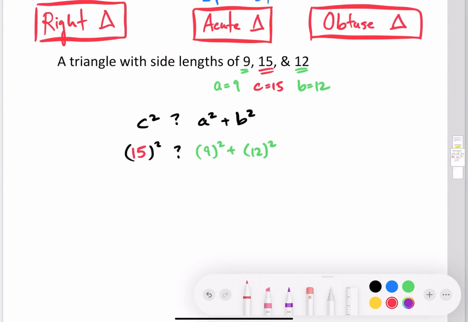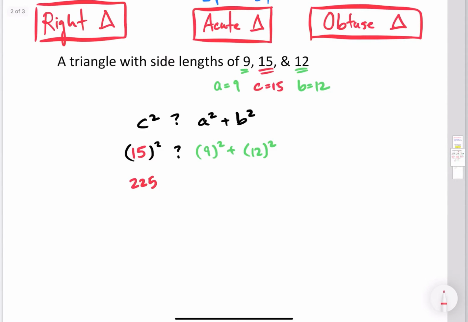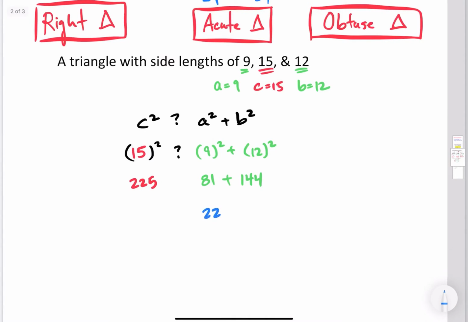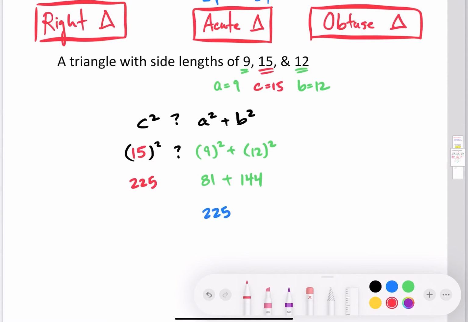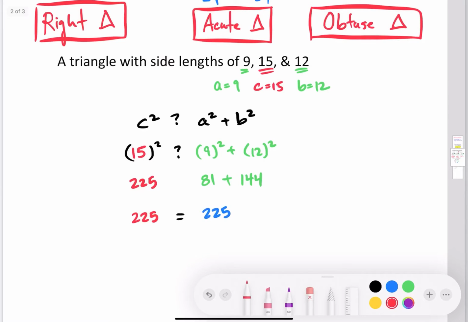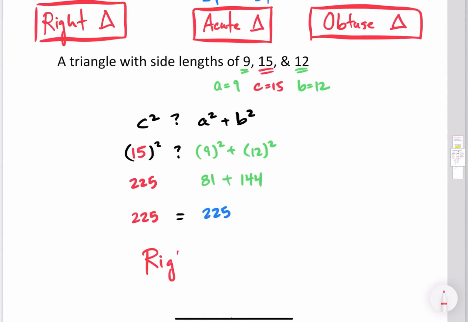So 15 squared is going to give us 225. 9 squared is going to give us 81. And 12 squared is 144. Now we'll combine the 81 and the 144, and that turns out to be 225. We compare that with our C squared, which is also 225, and therefore we can see that these two are equal. And since they are equal, we know we have a right triangle. So that's how you determine if we have an acute, an obtuse, or a right triangle. All you got to do is compare your C squared with your A squared plus B squared.